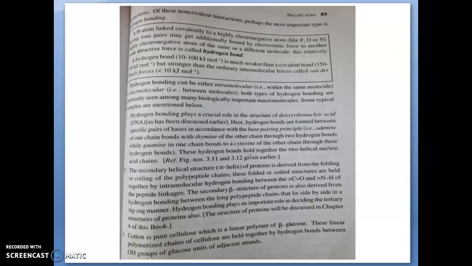Okay. So in these three, we can see the hydrogen bonding presence in biomolecules: nucleic acid, protein and cotton. Okay, thank you. This chapter is finished.